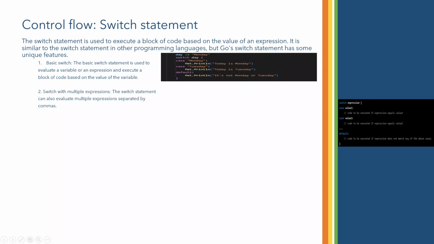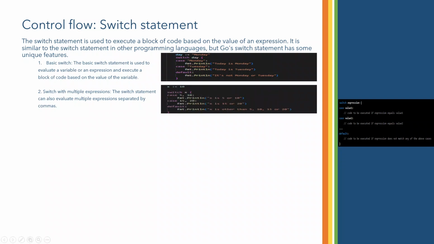The second variation of the switch statement is switch with multiple expressions. The switch statement can also evaluate multiple expressions separated by a comma. Example, suppose I want to maintain some range for the x value. In this case, switch x, case 5, 10. If x is either 5 or 10, then the first case will be executed. At 15 or 20, the second case will be executed. Else it will go for the default execution. This is the second variation.